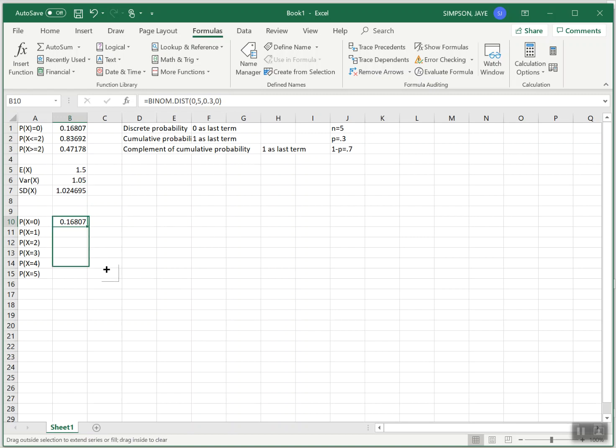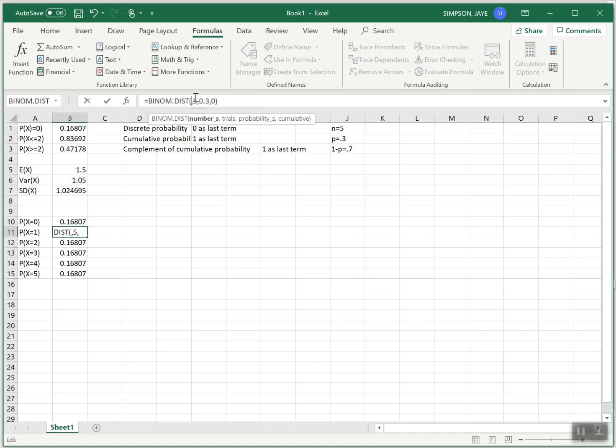Come down here. There we go. So I need to go in each one of these. Here the probability that x is equal to 1, I'm going to change to a 1. The probability that x is equal to 2, I'm going to change the first term to a 2. For x equal to 3, I change the first term to a 3. For x equal to 4, I change the first term to a 4. And then lastly, for the probability that x is equal to 5, I'm going to change that last term to a 5.